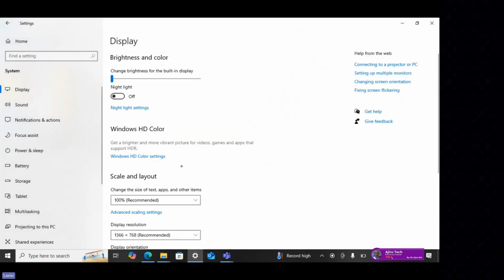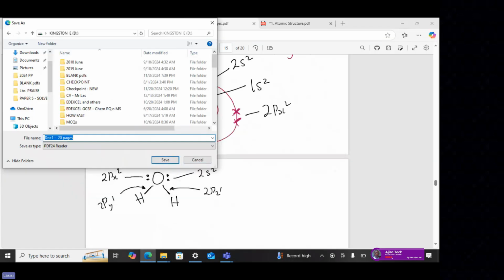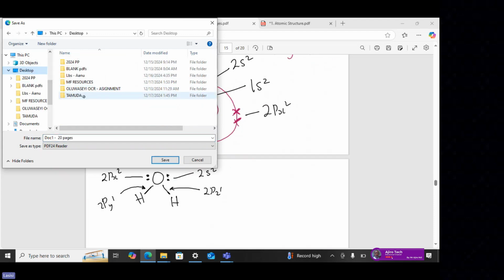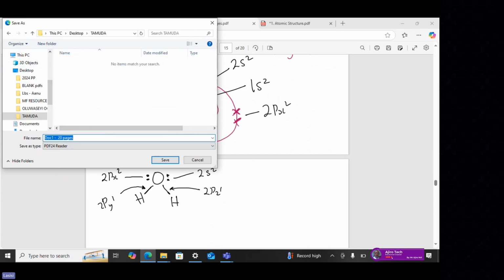If I don't save it, there'll be trouble for me. I won't be able to recall it again. No, I think I have it on my desktop. Where's my desktop? When I save it, I've created a folder for this: Atomic structure. I will send it with the note I have.